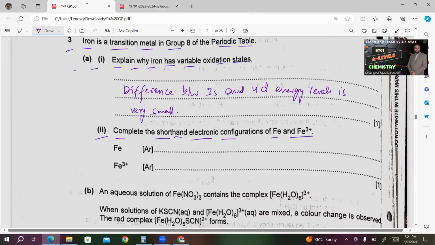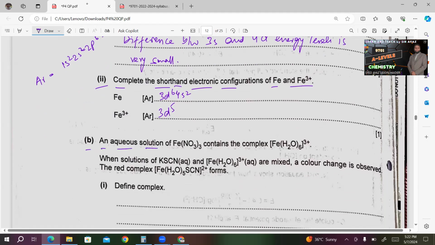So Ar means the configuration is already 1s2, 2s2, 2p6, 3s2, and 3p6. So they are done till here. So after this, for Fe, what do you write? You write 3d6 and 4s2. Fe3+ will lose 3 electrons, which means it will lose both electrons in the 4s subshell, and 1 electron from 3d. It will be 3d5.